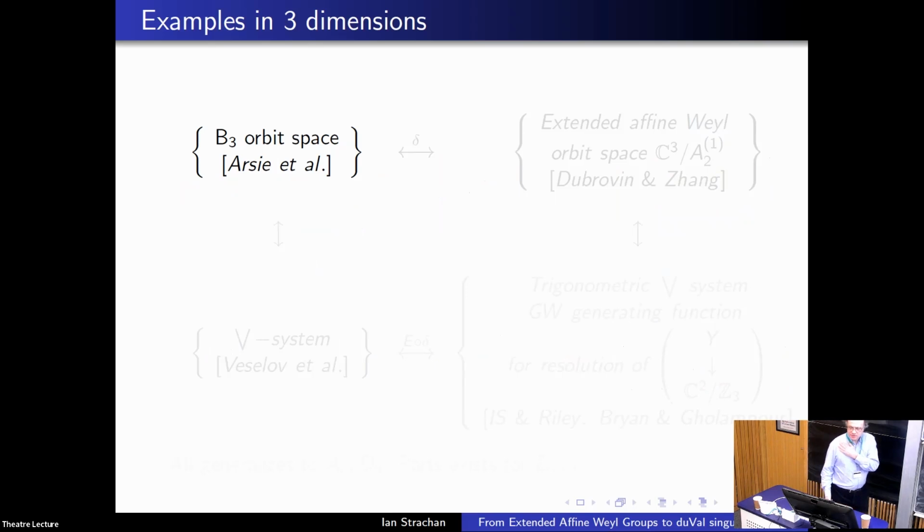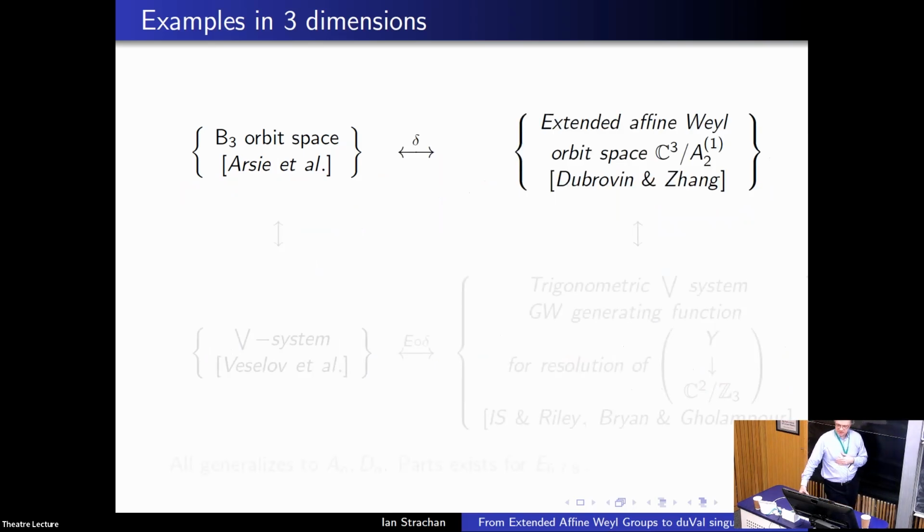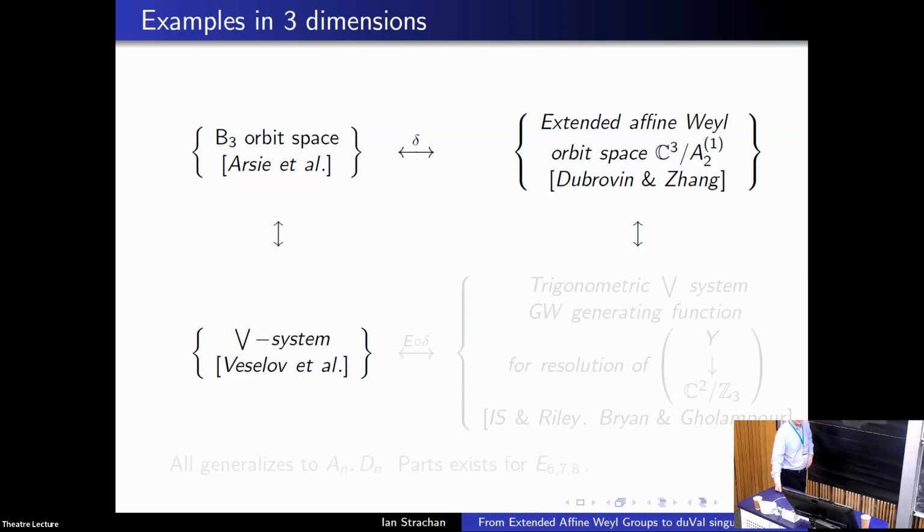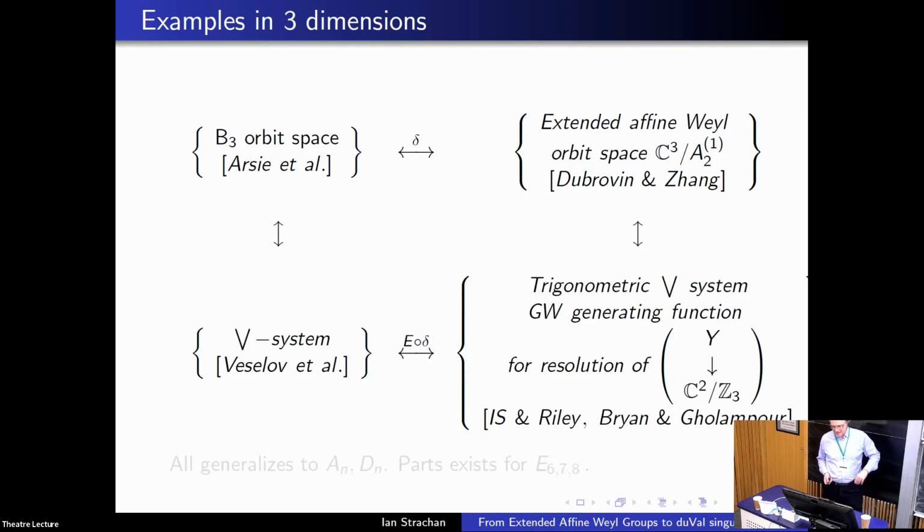This was this B3 example in Alessandro's talk this morning. The example on the top right is an example of a Frobenius manifold that lives on the extended affine Weyl orbit space C3 over A2, and the thing in brackets is a certain marked node on the A2 Dynkin diagram. That's because of the symmetry of A2, I could have put 2 there. The object on the bottom left is what's known as the check system. The object on the bottom right goes by a number of names.